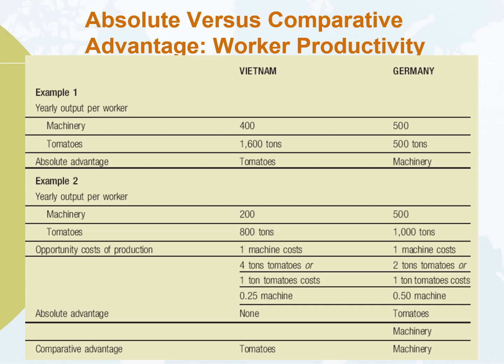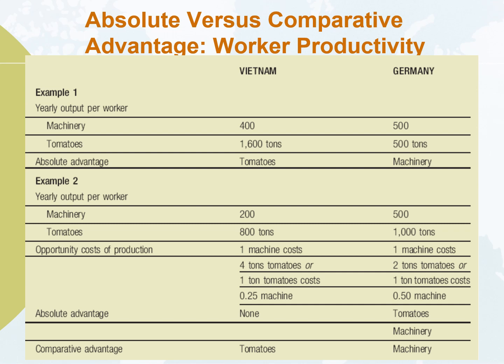And we know that in developed countries, worker productivity is very high, right? Let's take the example of two countries, Vietnam and Germany. If you take the yearly output per worker, if the Vietnamese or German want to make machinery, the Vietnamese may produce like 400 machines a year, and the German worker is probably more productive. They make 500 a year. Okay? If you look at tomatoes, how much they can grow, Vietnam can probably produce like 1,600 tons of tomatoes, whereas Germany can produce only 500 tons. Okay? And then who has the advantage?